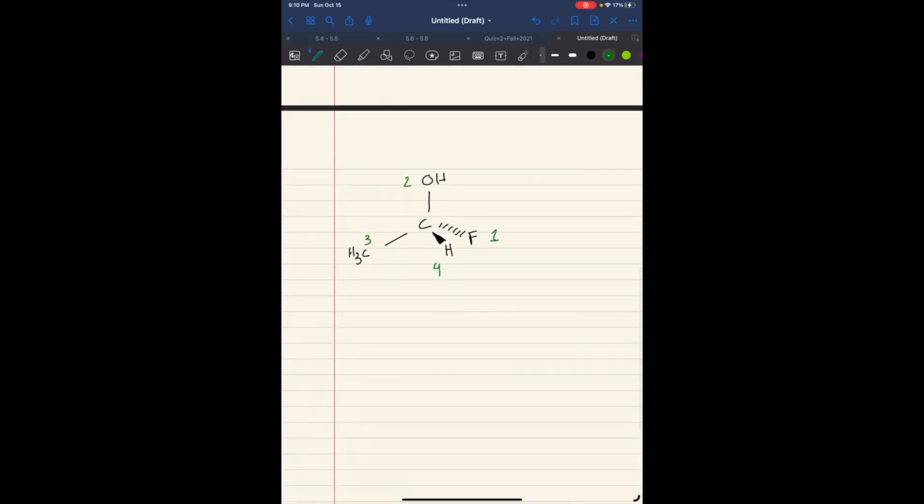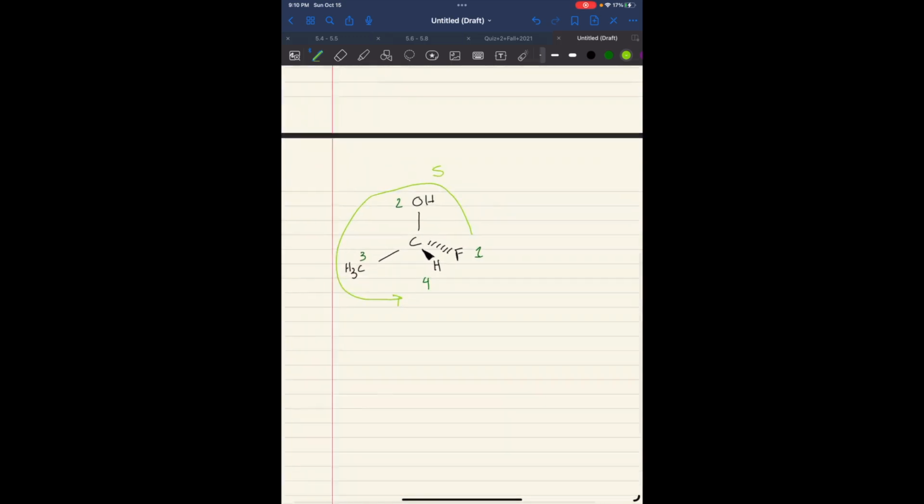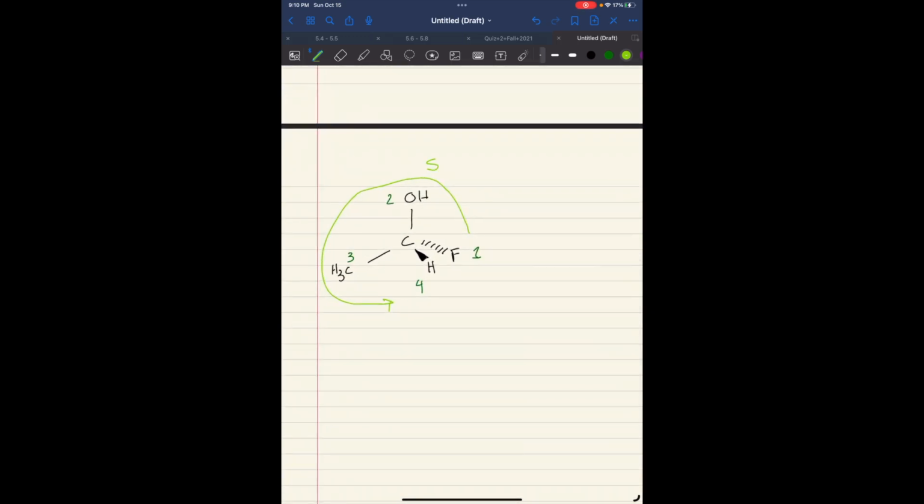Based off what I've taught you already, we would assume that going in the direction of our highest priority groups, you'd go this direction. And since it's counterclockwise, you'd assign it S, right? Well, we can't really do that because our hydrogen, our lowest priority group, is not going into the plane, right? So we can assume this is wrong.